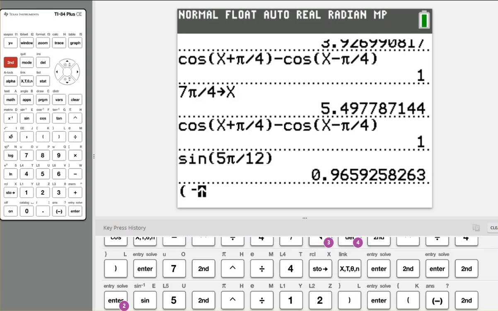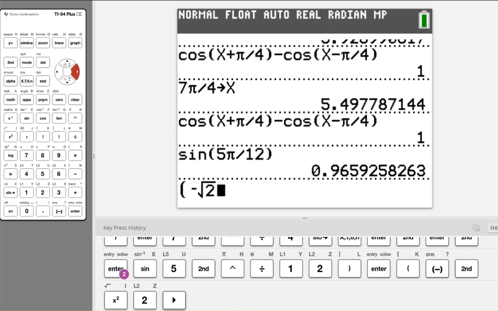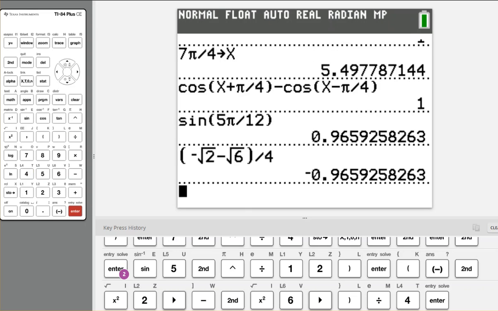But with my work, I think it's supposed to be equal to this. Negative square root of 2 minus the square root of 6 all over 4. And this better be the exact same thing or something's wrong. And the fact that this is positive and this is negative must mean that something's off here.